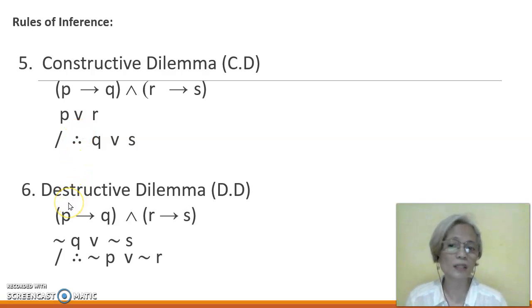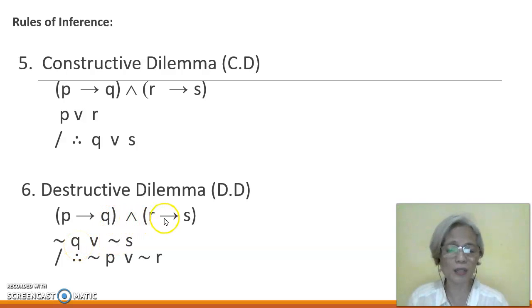We have the destructive dilemma, again the existence of the conjunction of the two conditionals P implies Q and R implies S. This time we have not Q or not S, therefore we can infer not P or not R. So note that this time there is the existence of not Q or not S.